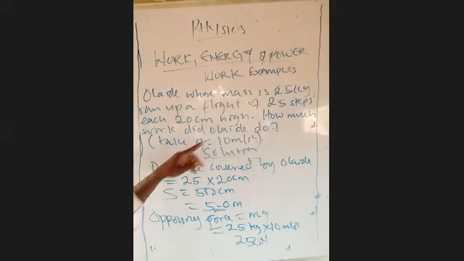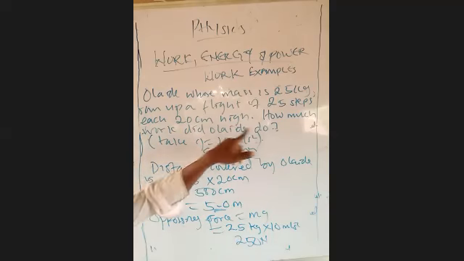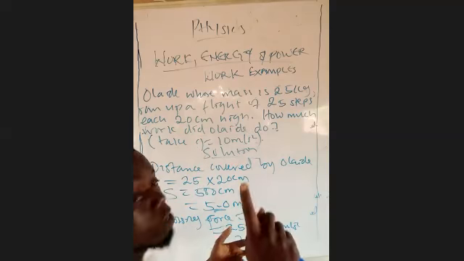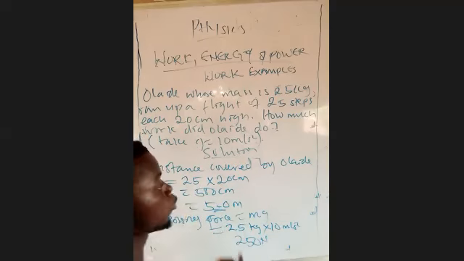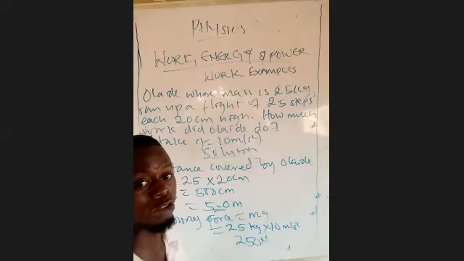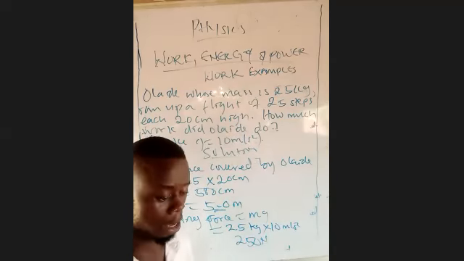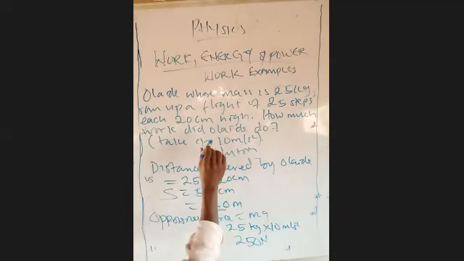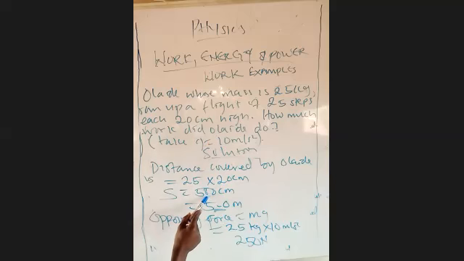But don't forget that the question is how much work did Olaide do? Before we can find the work done, we must know the force and we must know the distance, and that is why we have to move through all this. Work done is equal to force times what? The distance traveled. The distance is what we found here as 5 meters. The force is 250 Newton. With this, we can move forward to find the work done.